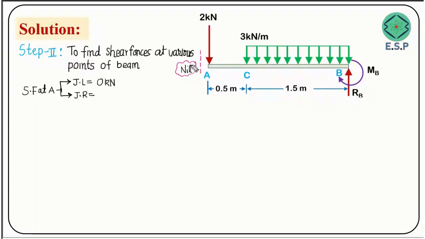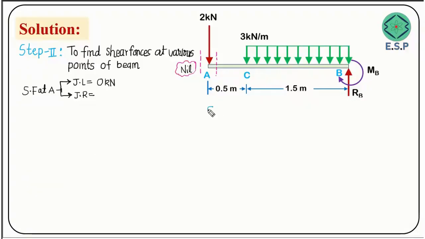I am going to cross this plane just right of point A, somewhere here. Once you cross it, you will see that this force comes into the picture. There was no other force over here. Now just right of A we have a force of 2 kilonewton, and it is acting downward, so we have to follow the sign convention.